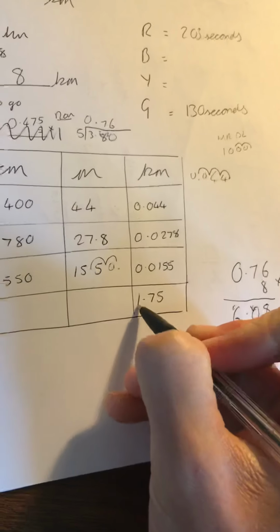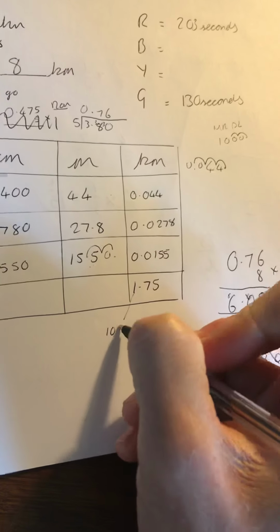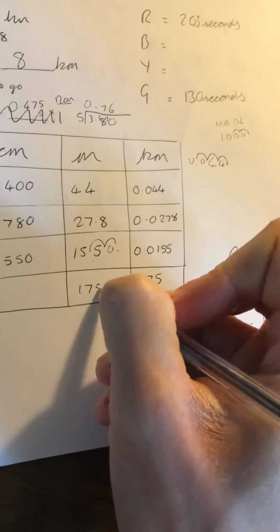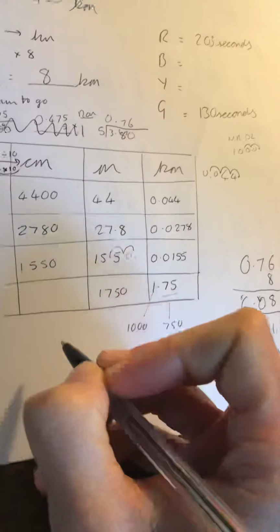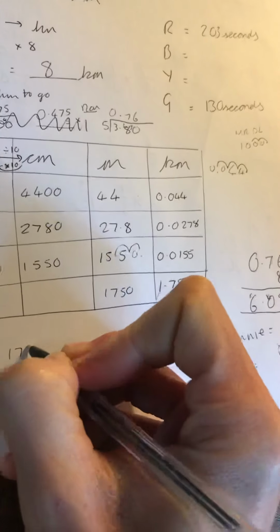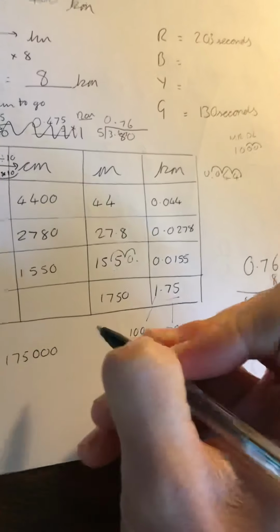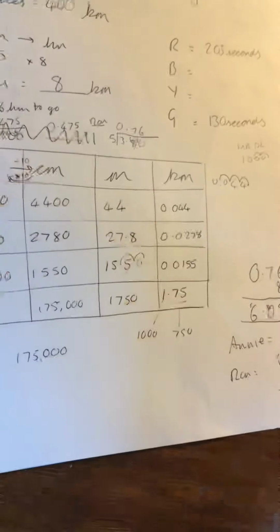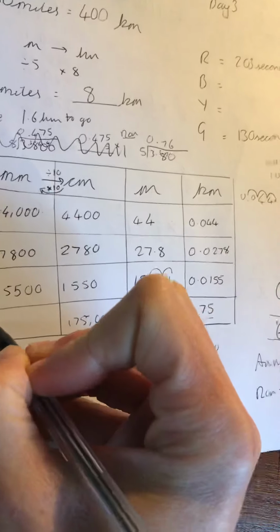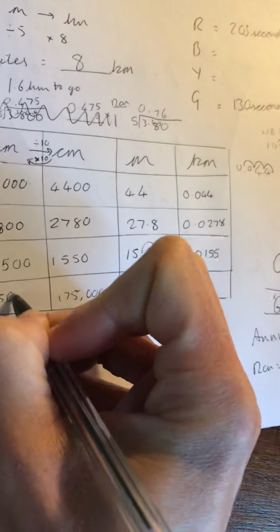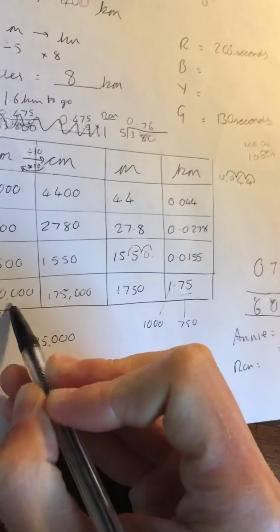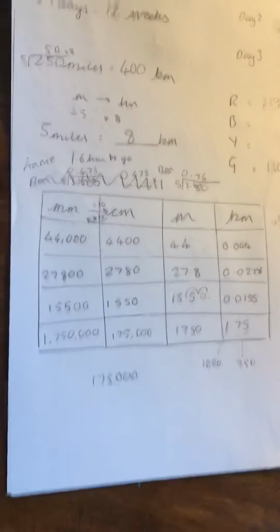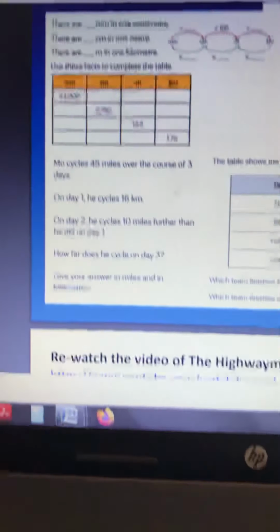Kilometres, well, I know that 1 whole kilometre would be 1,000 metres, and that would be 750, so 1,750 metres. I can times it by 100, 1750, times it by 100 to get 175,000, which means if I times that by 10 to get 1,750,000 millimetres in 1.75 kilometres. We've got 2 more questions to go.